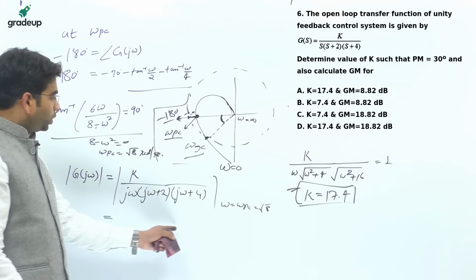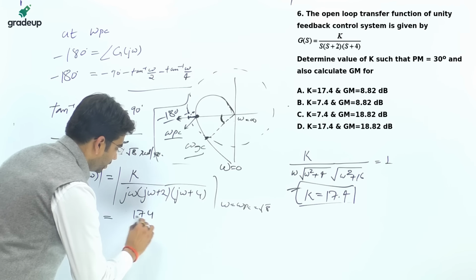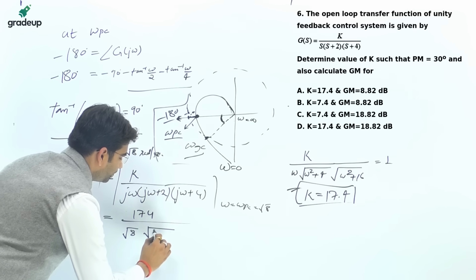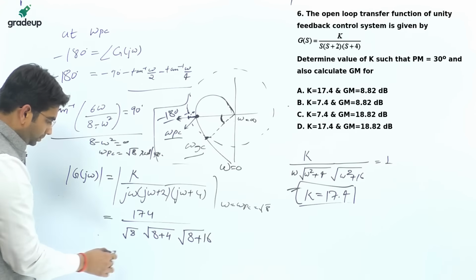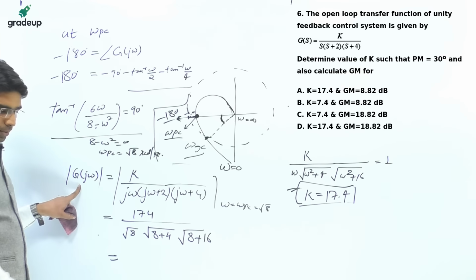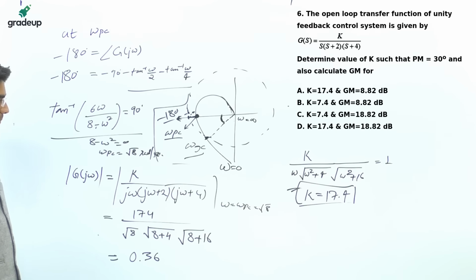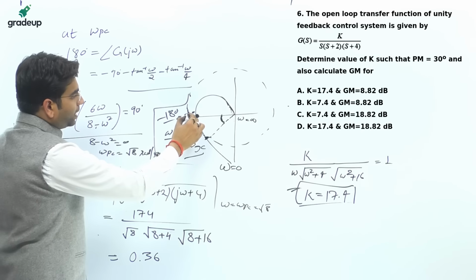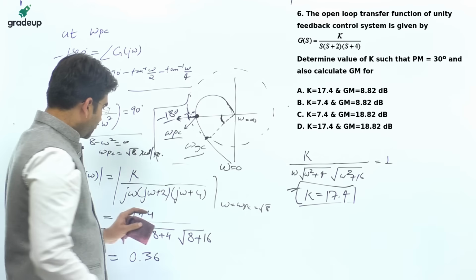When we put the value root 8 here, k value was already calculated as 17.4. Try to calculate this value. It will be again root 8 plus 4, root 8 plus 16. And this value of G(j omega) at this phase crossover frequency will be 0.36. Okay, when it is 0.36, by how much should it be multiplied so that it reaches minus 1? That is actually the gain margin.